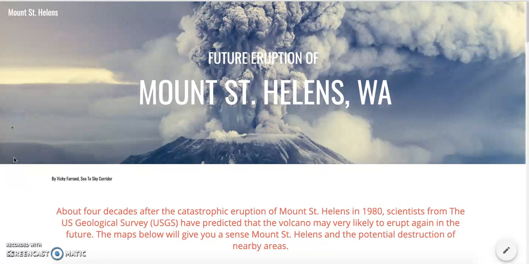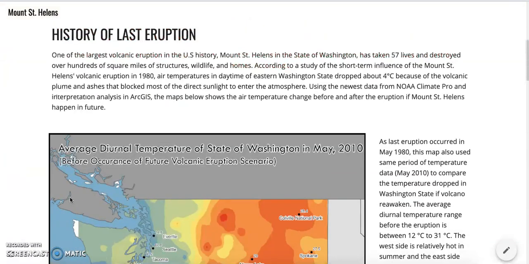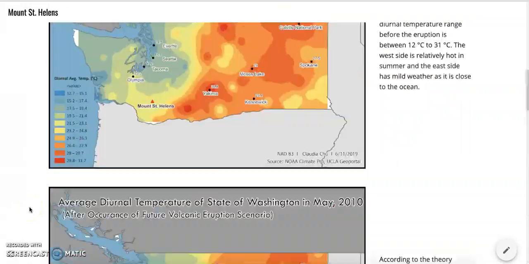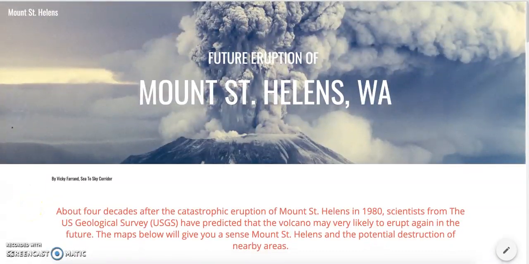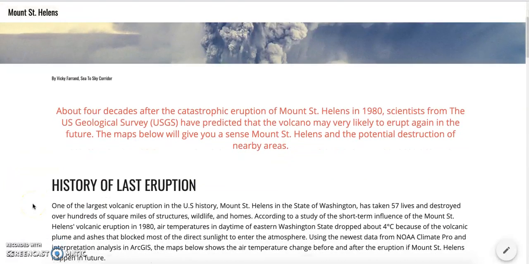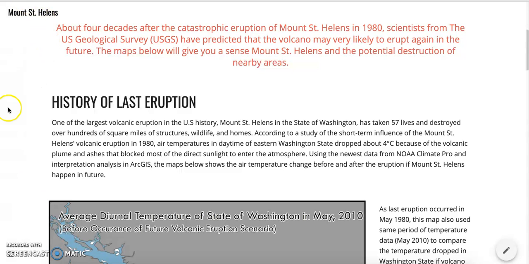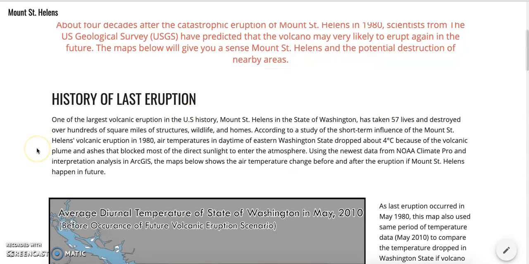Geography 170 class. In my final project, I have decided to discuss Mount St. Helens volcano in the state of Washington. So I have created a website with maps. Now I would like to go over it specifically. First, I give the viewer a history of the last eruption. I have talked about the number of lives lost and the destruction.